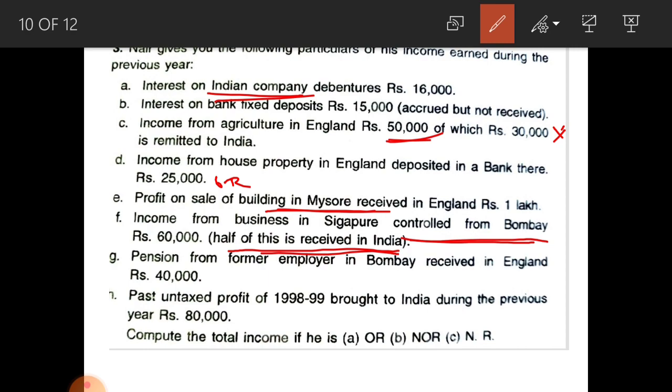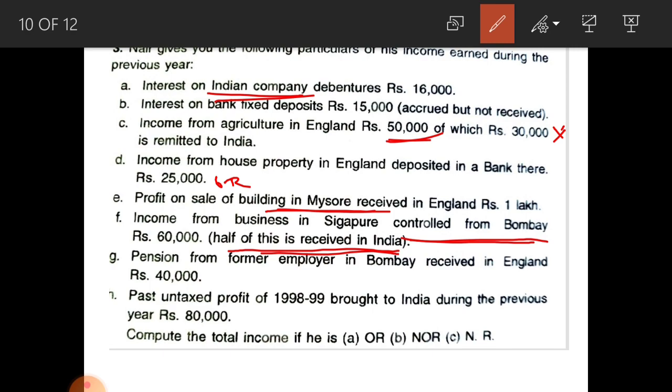Next one, pension from former employer in Bombay, received in England, rupees 40,000. Here the former employer is in India, that is why it is taxable under all three categories. Next one, past untaxed profit of 1998-99 brought to India during the previous year, 80,000. It is not taxable under any category because it does not relate to the previous year.